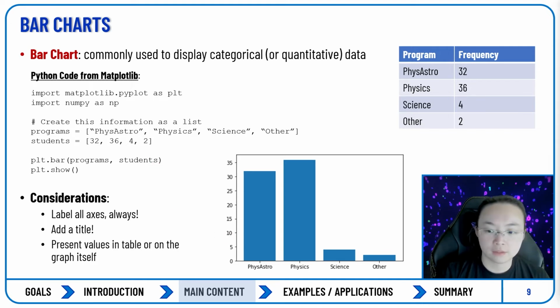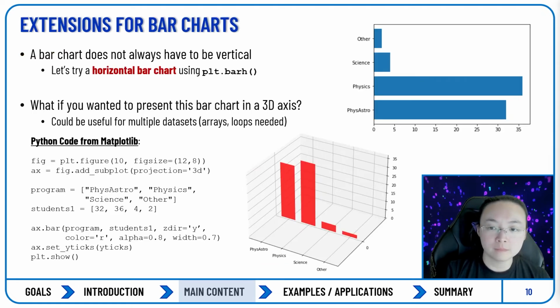Okay, so next, I just want to go through some extensions for bar charts because you can do fairly neat things with them. A bar chart doesn't always have to be vertical. So sometimes if you want to present a horizontal bar chart, then just change the code from plt.bar to barh. So just add the h there and you'll be able to convert it to a horizontal bar chart.